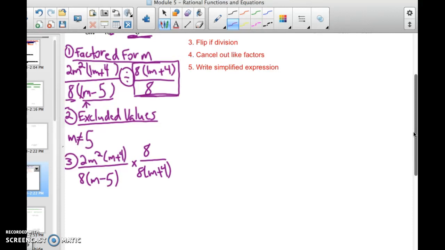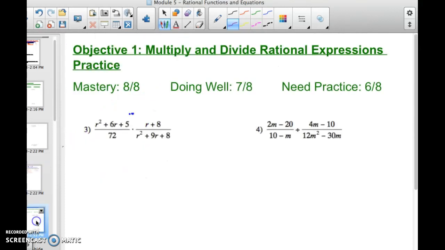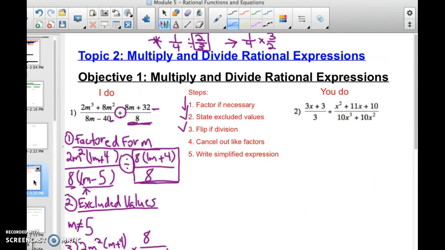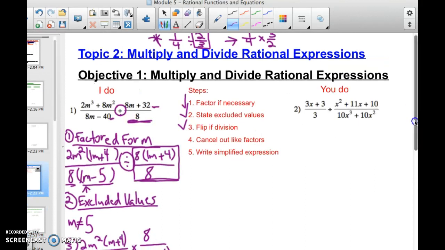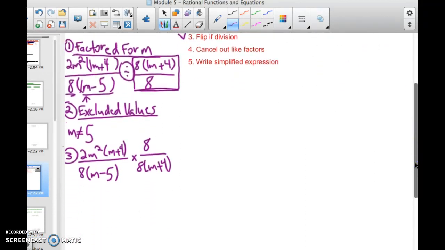So that is step 3. Done. Multiply by the reciprocal if it's division. Now, there will be some where you don't have to do that if it's already multiplication, like this one. You don't have to flip anything because it's already just a multiplication. Step 4, cancel out like factors, and step 5 is write the simplified expression.